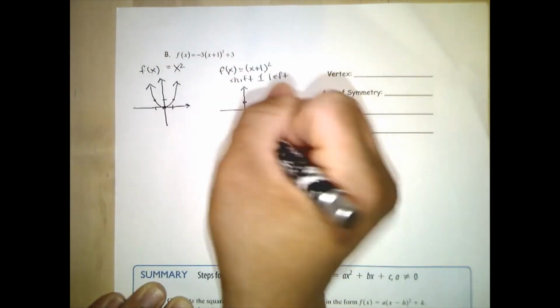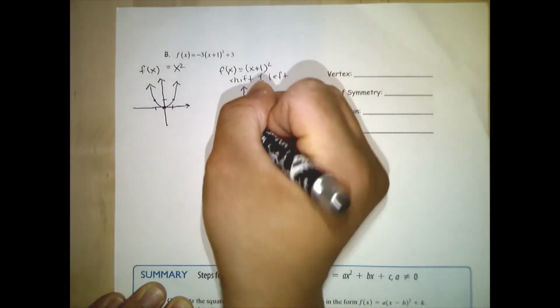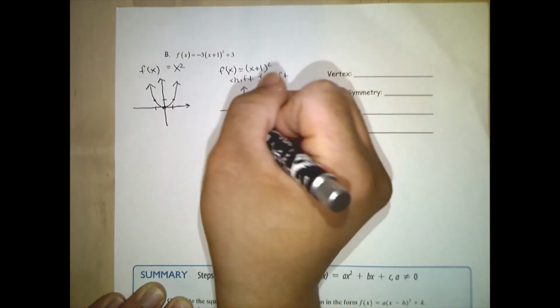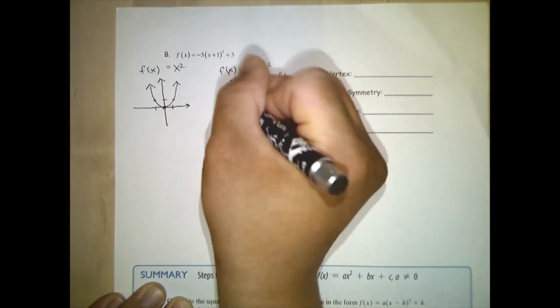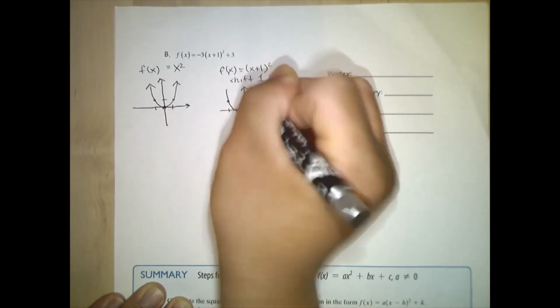The (0, 0) becomes (-1, 0). And the (-1, 1) becomes (-2, 1). And here we go. This is what this looks like.